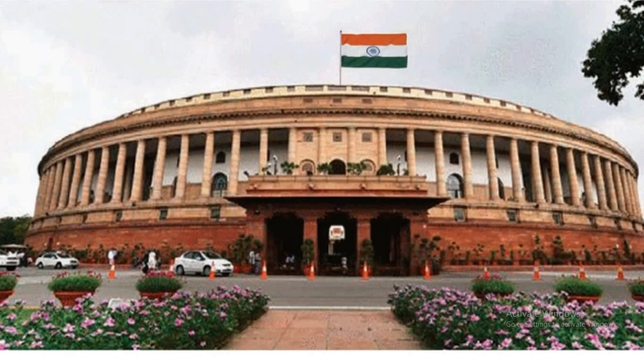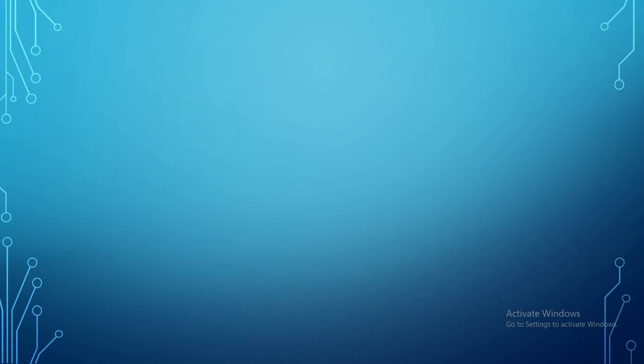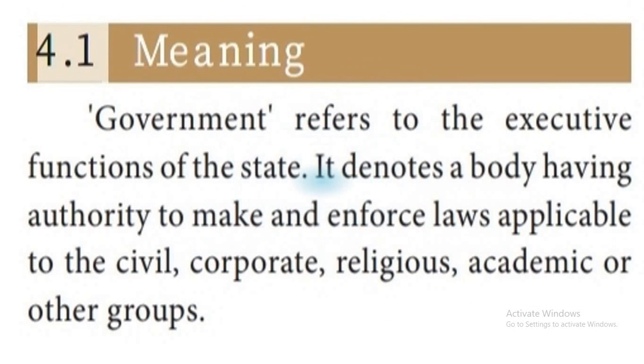Have a marvelous Monday. Today we are going to see a new lesson, that is forms of government. So what does government denote? We'll see to that. The government refers to the executive functions of the state. It denotes a body having authority to make and enforce laws, which should be applicable to the civil, corporate, religious, academic or other groups.